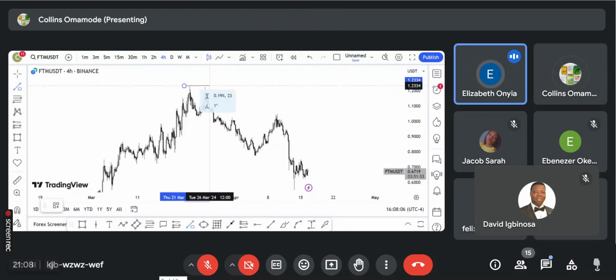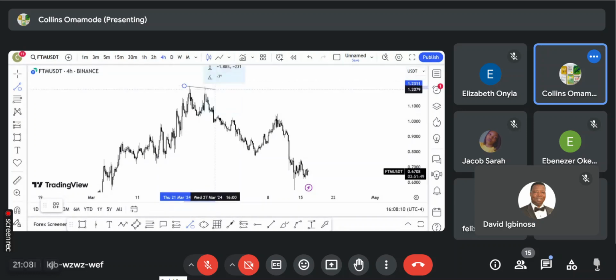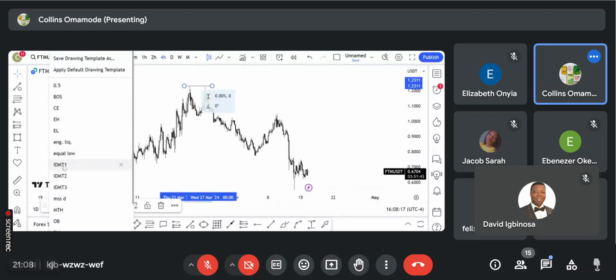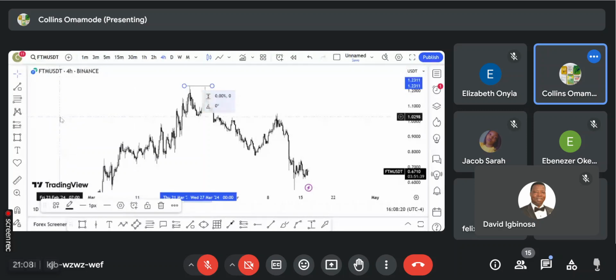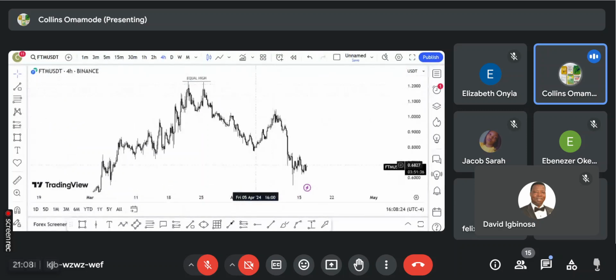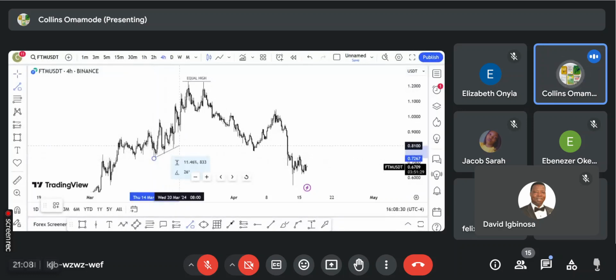Look at this. This place is equal high. Equal high liquidity. Yes, it's trend line liquidity. So as price was coming down, would you expect all this place to hold? No.